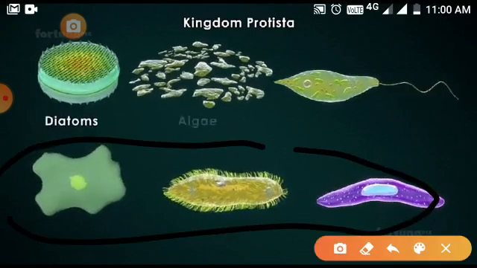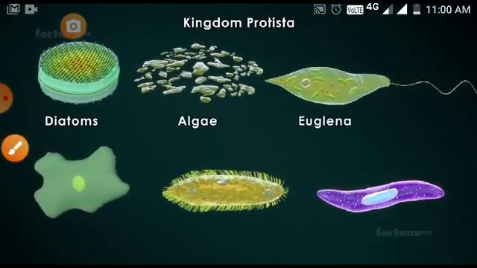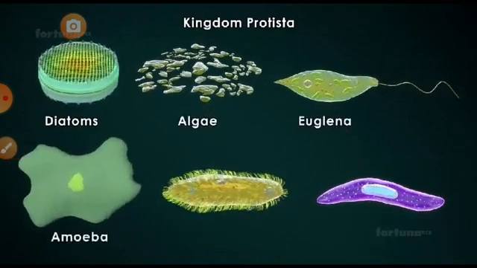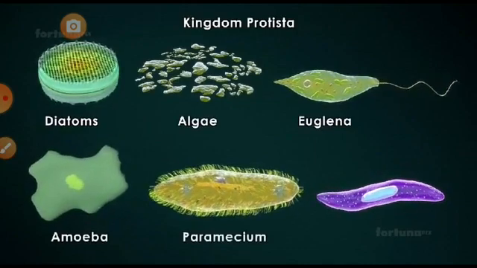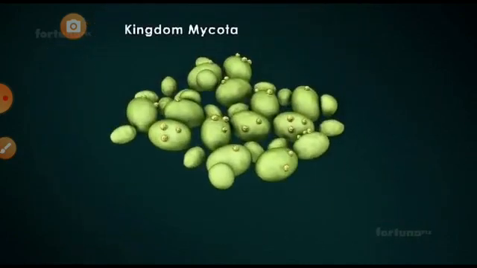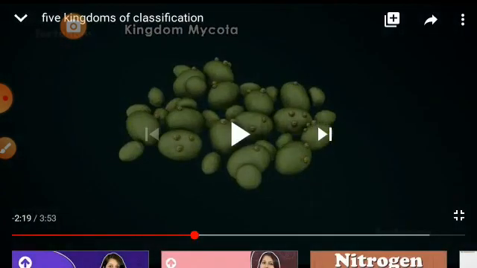So plant type कौन से? Diatoms, algae, euglena, and they make their own food. That's why plant type. These are animal type, amoeba, paramecium, plasmodium. So for a while when you talk about plasmodium, you have any idea where you've heard this? No. Malaria, you've heard of malaria.